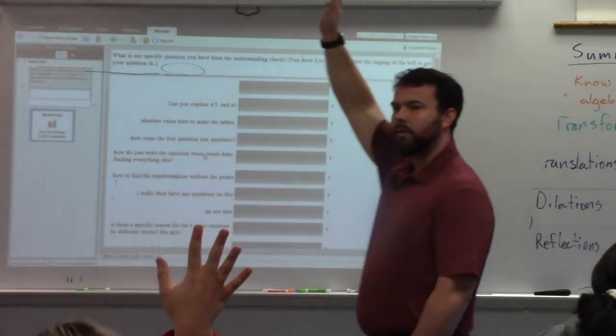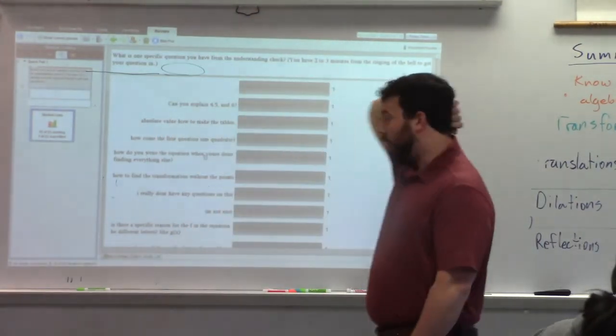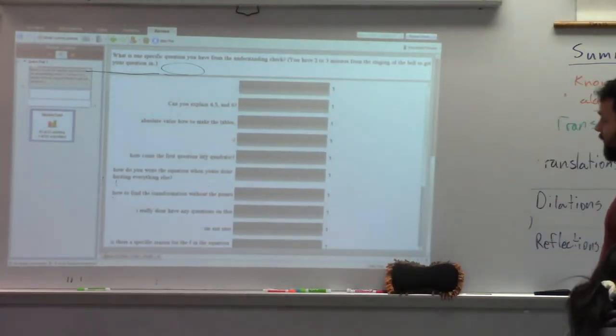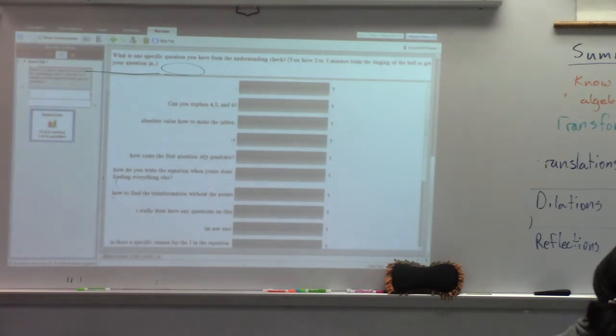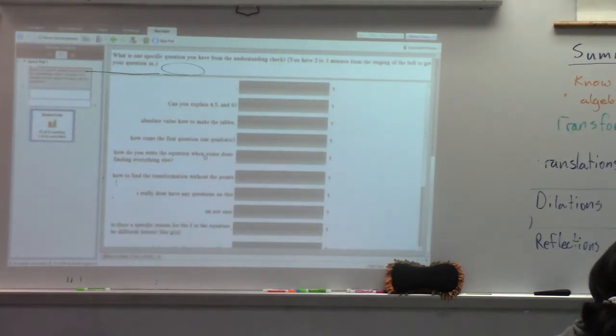Okay, so I want to point this out. Can you explain 4, 5, and 6? The answer is no. That's not a specific question. I need specific questions. Absolute value, how to make the tables.